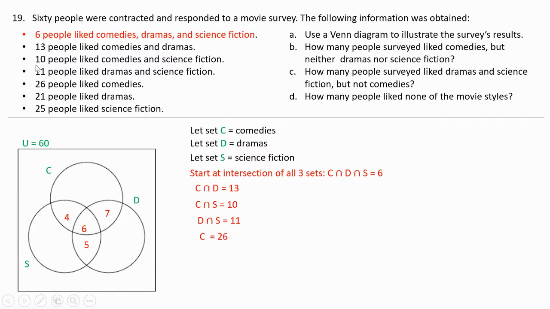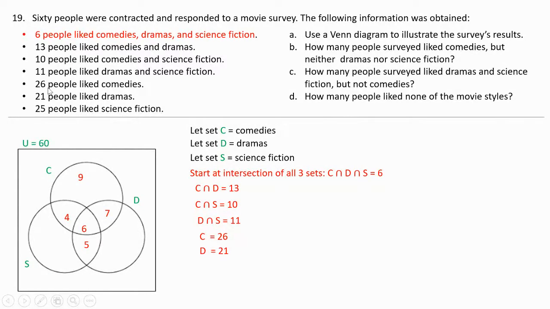Then it says C, right? People that like comedy is 26. So let's go to C. All of this has to be 26. We got 4, we got 6, that's 10, plus 7 is 17. So this is going to be 9, because 26 minus 17 will give us 9.